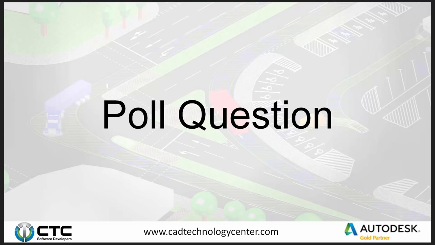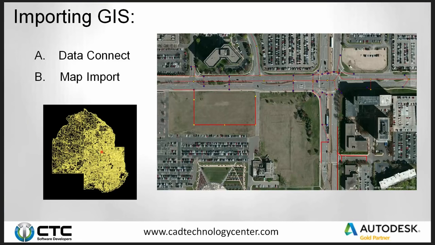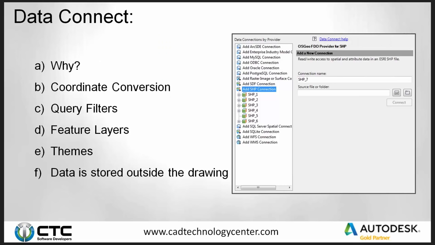So importing GIS. I want to bring in GIS data. I have two options. I have Data Connect and I have Map Import. Both are valid, but they have their own pros and cons. Data Connect. Why? Because I want to bring in GIS data, but I want to leave the information stored outside. I have 13 different options in Map on what kind of data I can bring in. So I've got my ArcSDE, industrial model, SQL connection, ODBC, Oracle, PostGRE, SQL, raster image, SDF, shape, and so on. So 13 different GIS formats I can bring in.